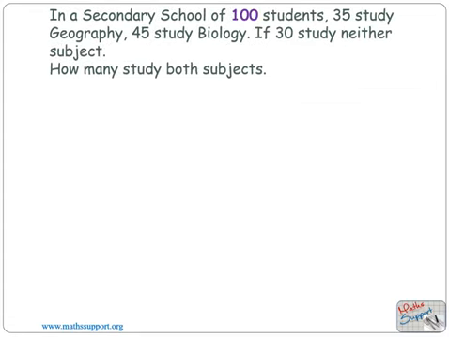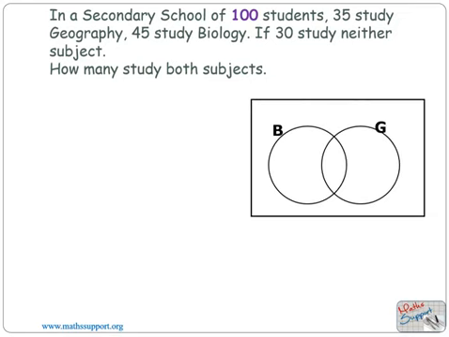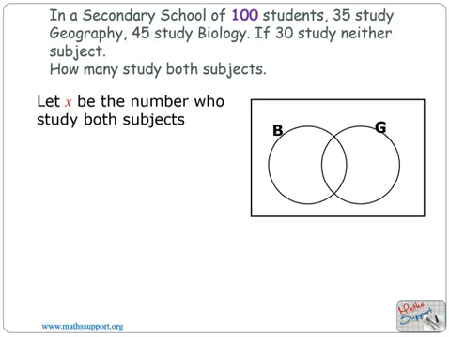Let's see one more example. In a secondary school of 100 students, 35 study geography, 45 study biology. If 30 students study neither subject, how many study both subjects? So let x be the number who study both subjects.